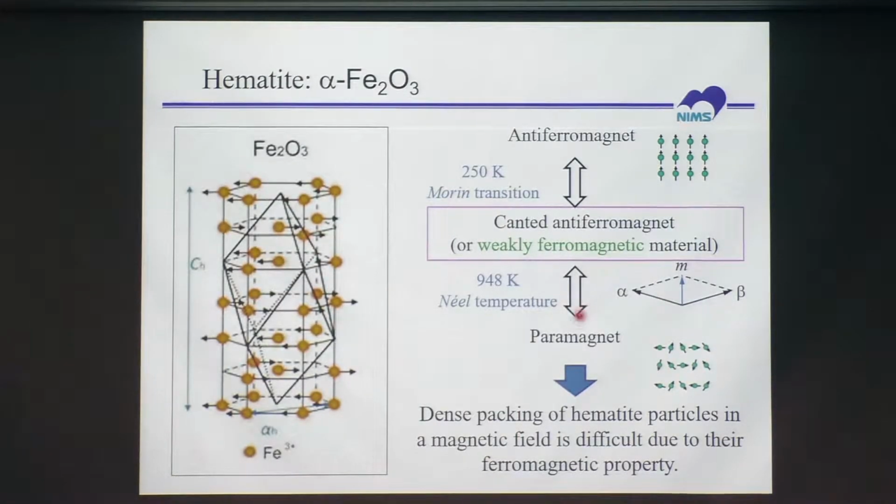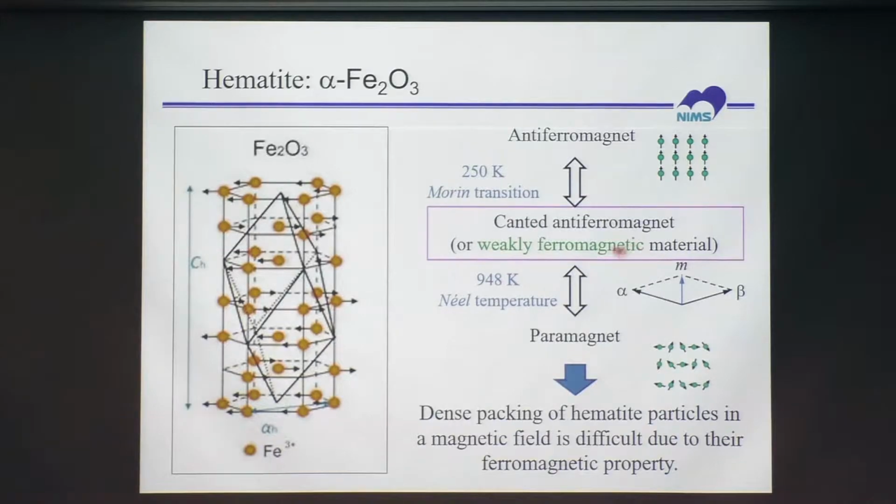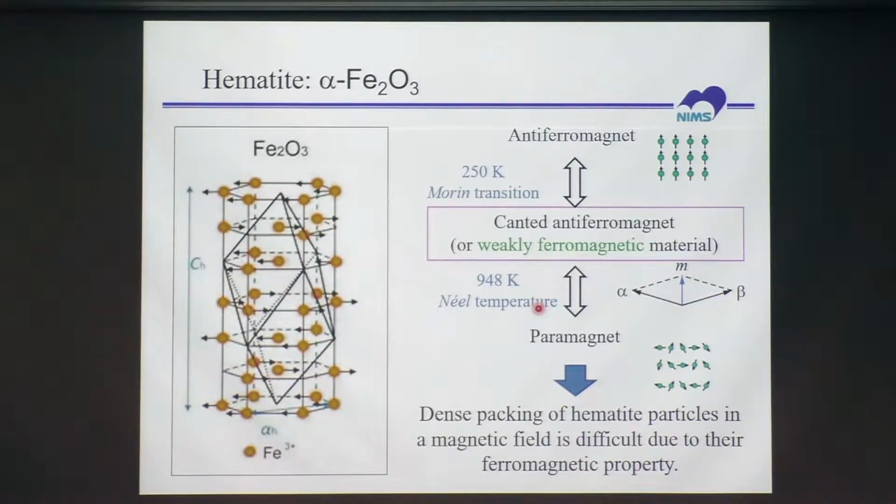Actually, first we tried the slip casting technique to make the consolidation of hematite cake. First, I met difficulty making a dense green body because of the antiferromagnetic or weak ferromagnetic property. At room temperature, it shows a weakly ferromagnetic property, so it makes a chain structure. It's very difficult to make a dense body. So first we need to think how we can make a dense body of the hematite.